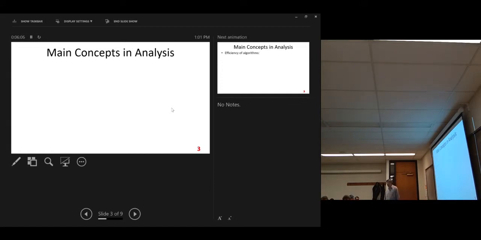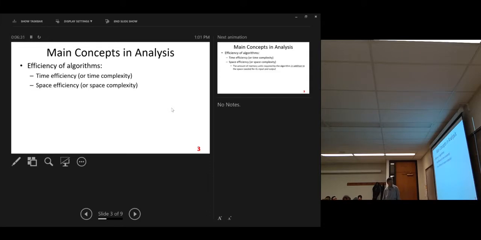Main concepts in analysis. Efficiency of algorithms. We use this term a lot. Regarding efficiency, there are two types. First, time efficiency, our primary factor. Sometimes we also call it time complexity. The second one, space efficiency, or space complexity. So those are the basic concepts.